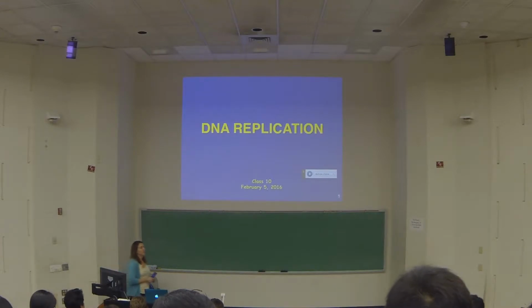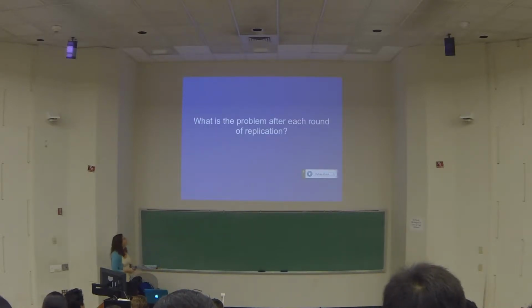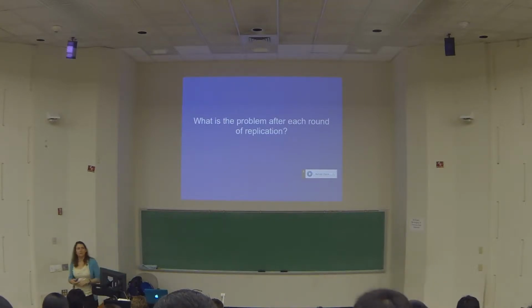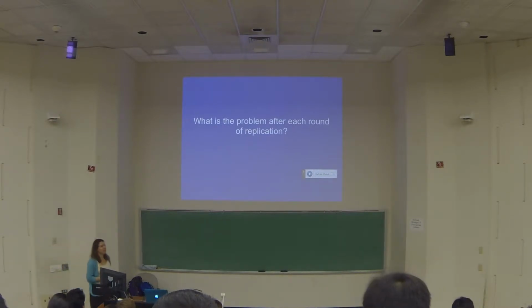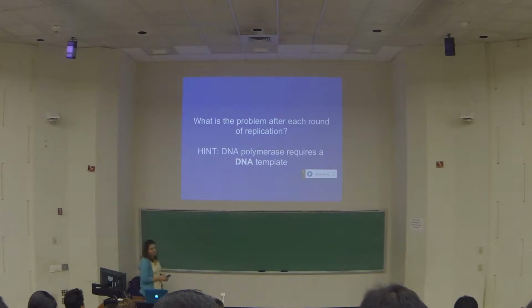All right. We're going to continue with DNA replication. We ended on Monday with this question: what is the problem after each round of replication? So we looked at how it starts, the enzymes involved, how it proceeds. Now we want to look at how it ends. All right, so that was your hint from Monday.